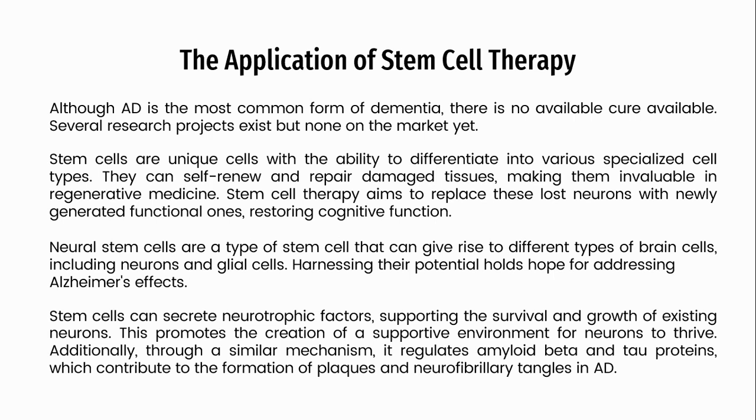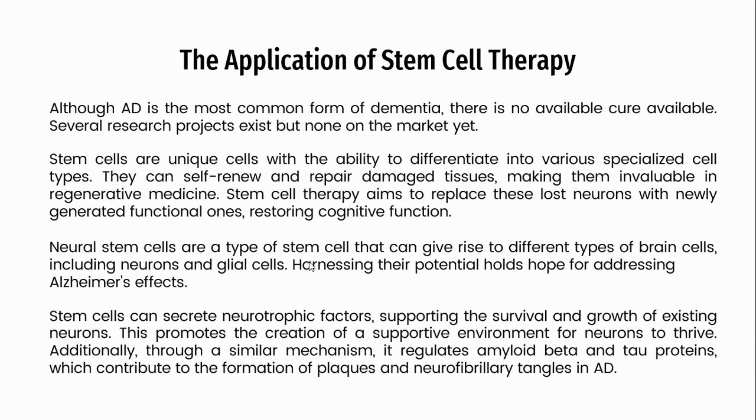So they can self-renew and repair damaged tissue, making them invaluable in regenerative medicine. So stem cell therapy aims to replace these lost neurons with newly generated functional ones, restoring cognitive function. So stem cells are like precursors. They're not yet differentiated into any specific tissue. However, when they get certain signals, that's when they'll begin to differentiate into specific tissue. So this therapy aims at creating stem cells that would differentiate into neurons and replace the ones that were damaged and led to the development of Alzheimer's.